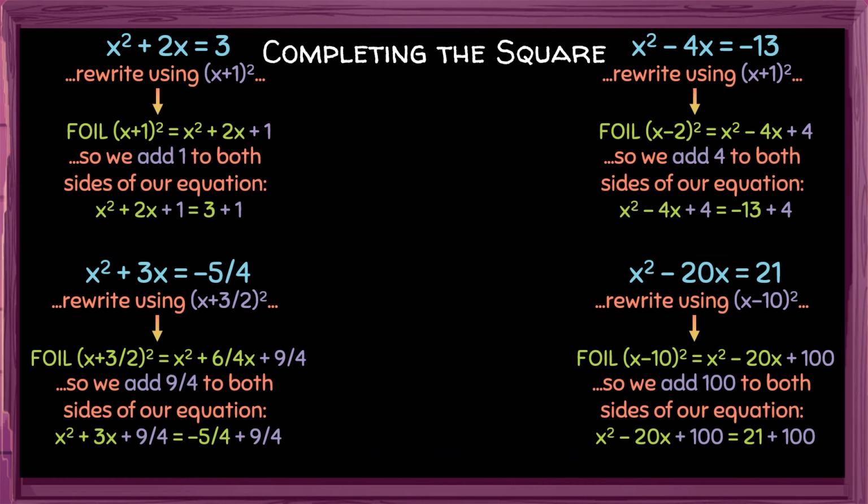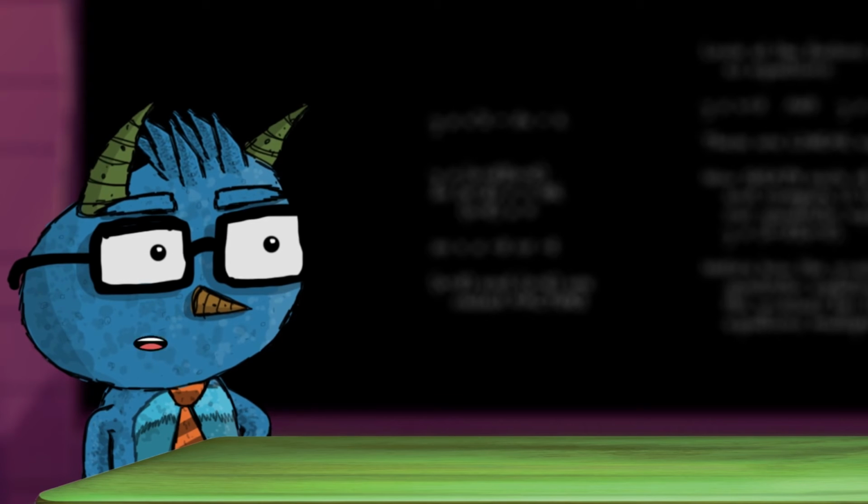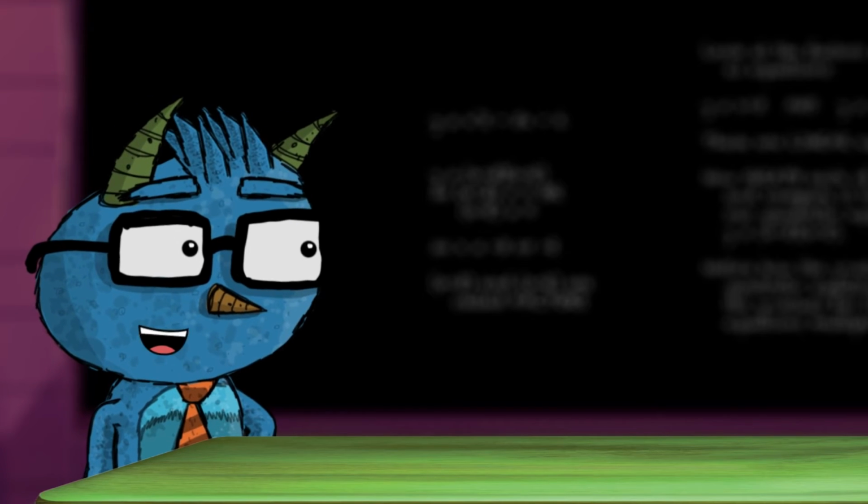Now we simplify our equations. On the left side, we can finally write our perfect square quadratics. On the right side, we add our numbers together. Now all we have to do in step 4 is whatever our math problem is asking for.